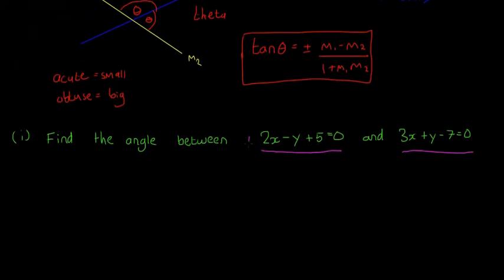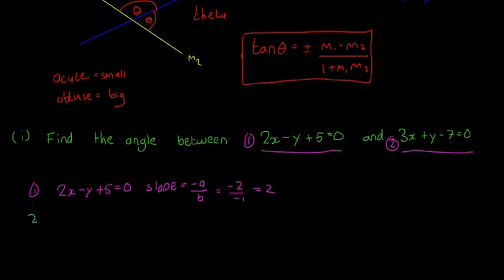So I'm going to call this line 1, and this line 2. So we'll start with 1. We have 2x minus y plus 5 is equal to 0. The slope is equal to minus a over b. So in this case, it's minus 2 over minus 1, which is just equal to 2. So that's fine. And then I'll go bright blue, which is number 2. And we're going to have 3x plus y minus 7 is equal to 0.